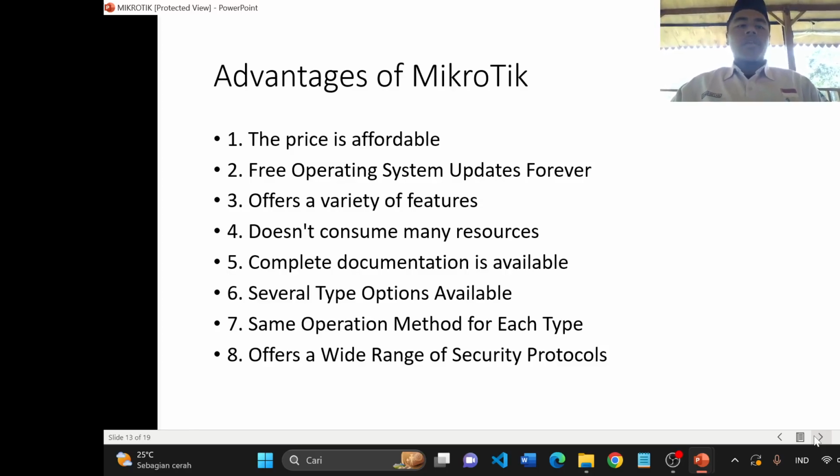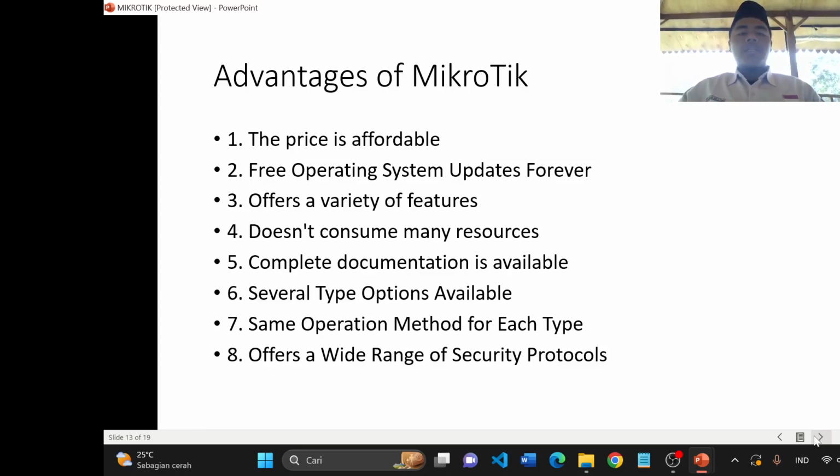Advantages of Mikrotik. 1. The price is affordable. 2. Free operating system updates forever. 3. Offers a variety of features. 4. Doesn't consume many resources. 5. Complete documentation is available. 6. Several type options available. 7. Same operation method for each type. 8. Offers a wide range of security protocols.